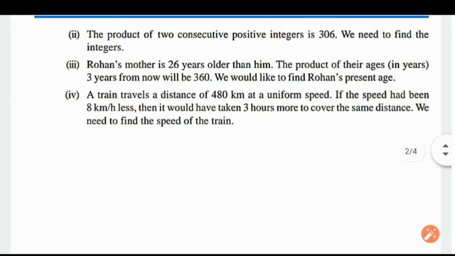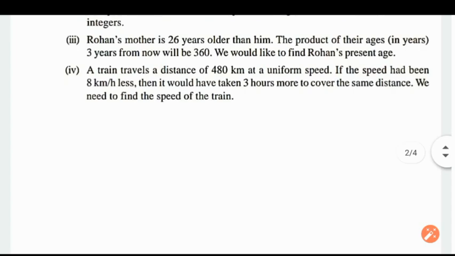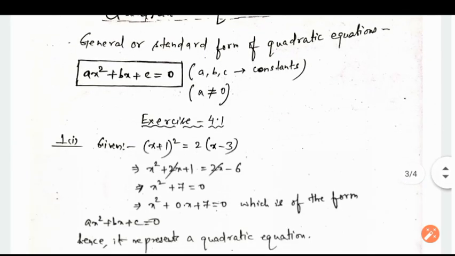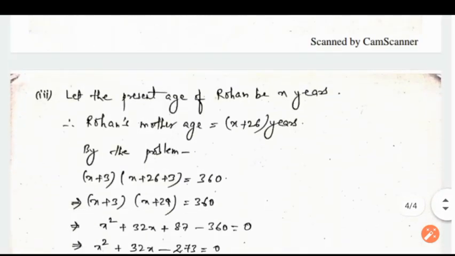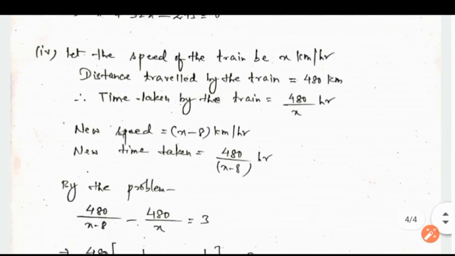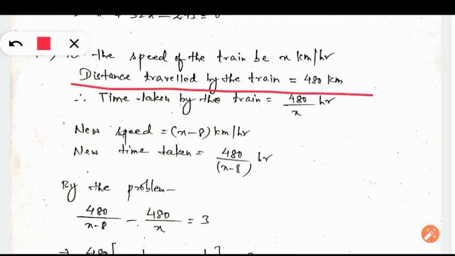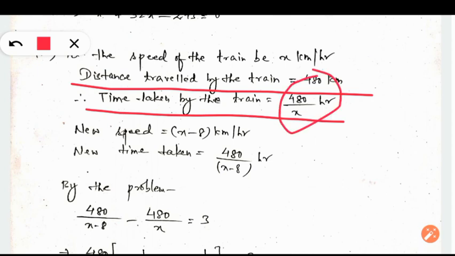We need to frame a quadratic equation from which we can find the speed of the train. So let the speed of the train be x kilometers per hour. Now what is the distance traveled by the question? It is 480 kilometers. Now time taken by the train, what is the formula for time taken? Distance divided by speed, right? So distance is 480 and speed is x. So 480 divided by x is the time.